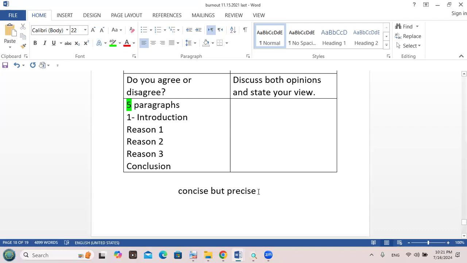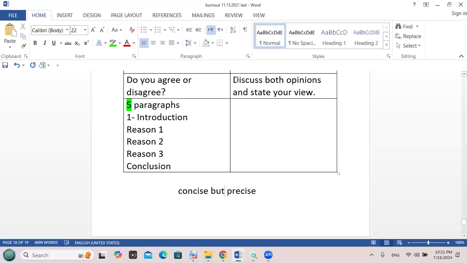It doesn't mean under length. You say whatever you would like to say in a few words, but your essay shouldn't be under length. It means not to speak a lot for no reason. This is how to write: Do you agree or disagree?